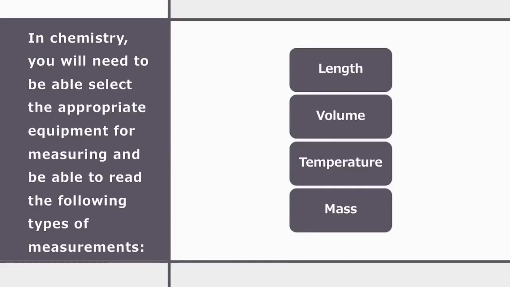All right. In chemistry, you're going to need to know how to do certain types of measurements. These are the most common. We're going to measure length, volume, temperature, and mass. And so now we're going to talk a little bit about those.